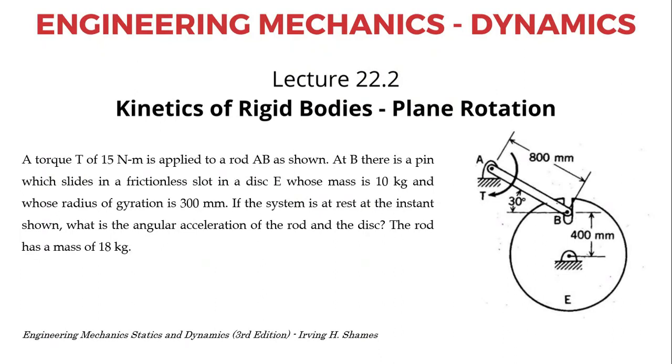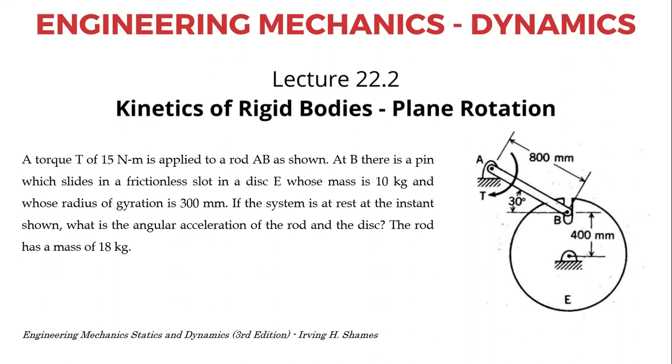A torque T of 15 Newton meter is applied to a rod AB as shown. At B, there is a pin which slides in a frictionless slot in a disc E, whose mass is 10 kilograms and whose radius of gyration is 300 mm. If the system is at rest at the instant shown, what is the angular acceleration of the rod and the disc? The rod has a mass of 18 kilograms.